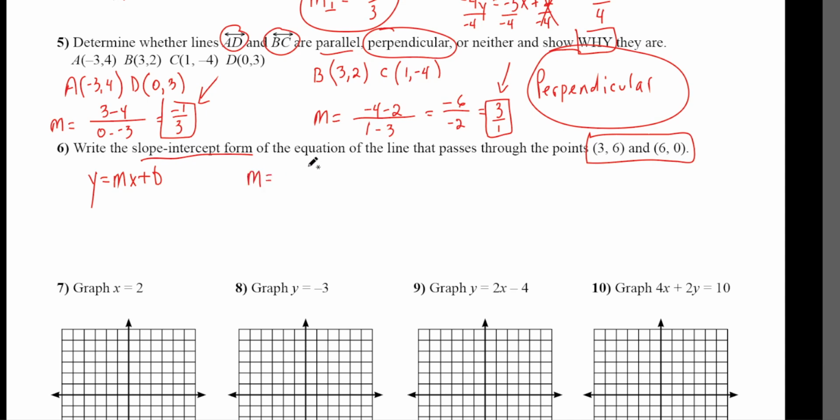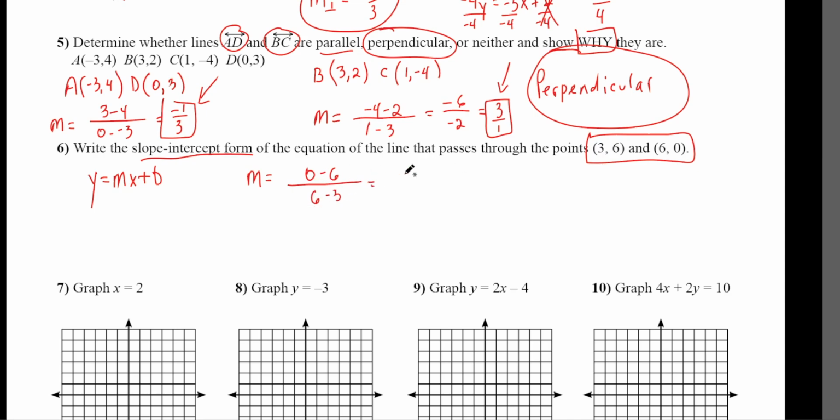So let's find the slope. We've already done it twice, let's do it again. Subtract the y's from each other. It doesn't matter what order you subtract them in. We usually go the second one minus the first one: 0 minus 6. Then we do the same thing with the x's, so 6 minus 3.